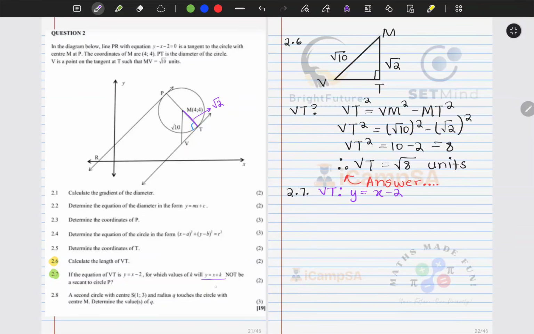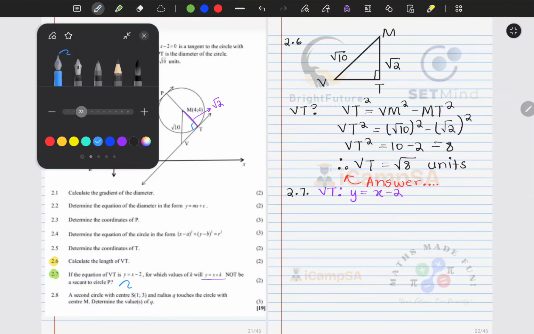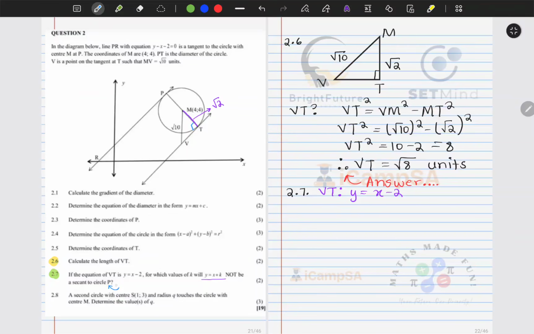For which values of k will x plus k not be a secant to circle P? What I think happened there is they probably meant circle M, because with circles we refer to them using the center. So I'm going to guess they meant the circle centered at M. Remember our equation PR, which we were told is x plus 2.